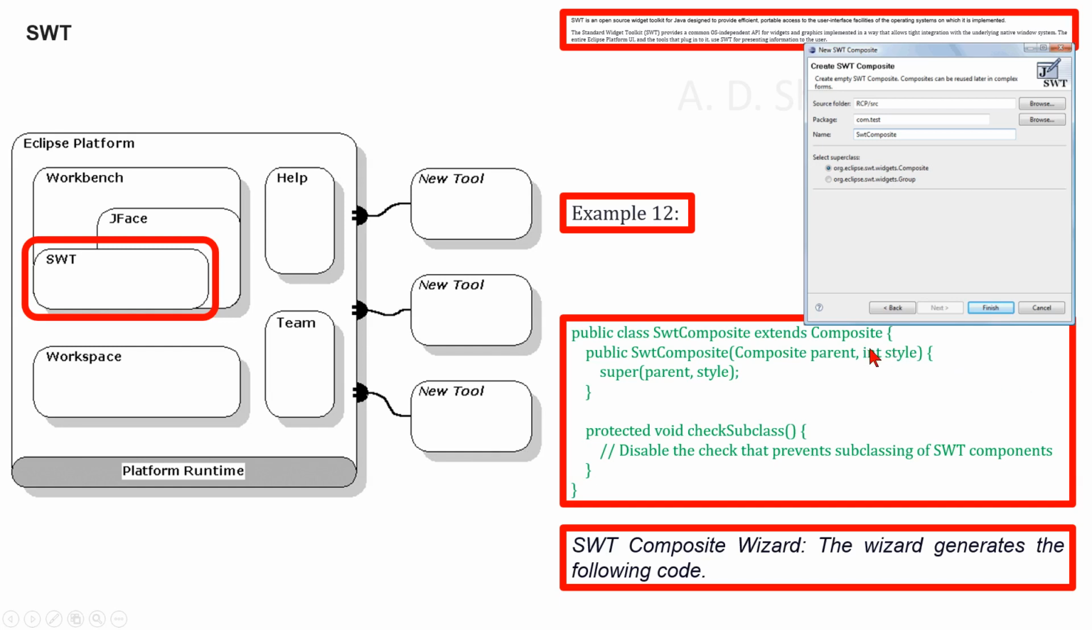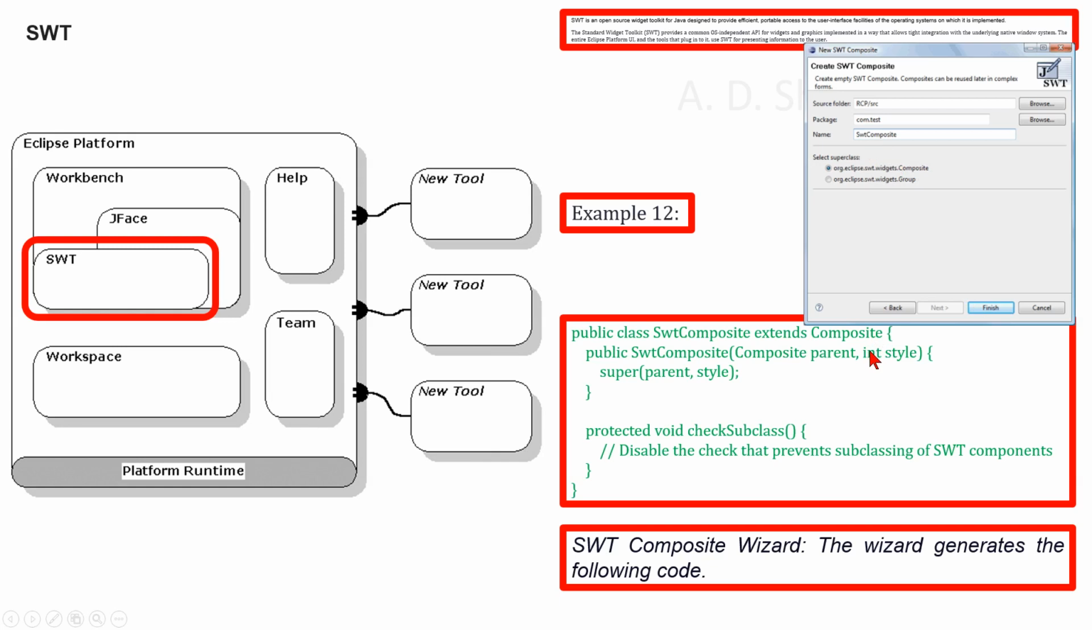To use the wizard, select the project source folder and package that contain the class and enter the class name. Then hit the finish button. The org.eclipse.swt.widgets.composite class is the default superclass.